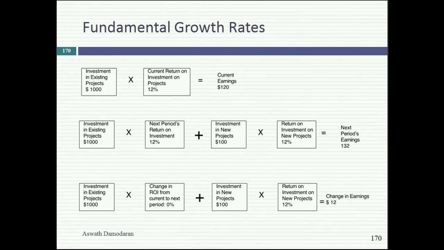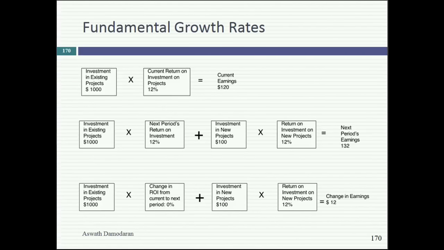Let's assume next year the company adds another $100 million in new projects. That's reinvestment they've made. And it continues to earn 12% on those projects. So next year when I calculate my total income, it's going to be 120 on the old projects plus 12 on the new projects, I get 132 million. If you look at the change in earnings, the entire change in earnings came from increasing your investment base and the return you made on that investment base. Just mathematically, that's why growth depends on how much you reinvest, that increases your investment base, and how well you reinvest, that's captured in the return on capital.